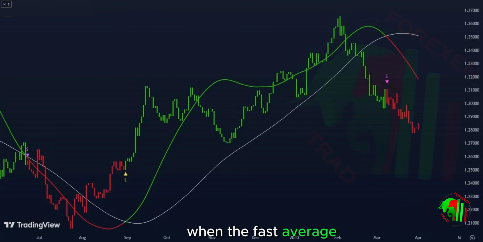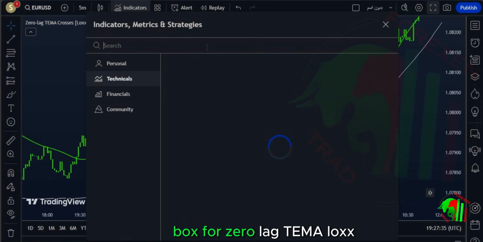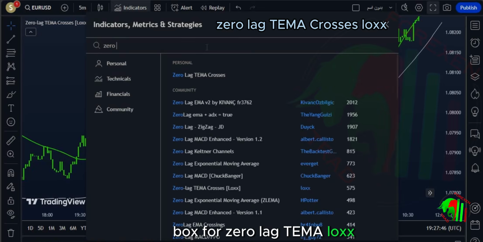When the fast average crosses from bottom to top with the slow average, it can be considered a buy signal. When the fast average crosses from top to bottom with the slow average, it can be considered a sell signal. Now let's see how we will trade with this indicator. Let's start the video. We will search in the search box for Zero Lag TEMA.